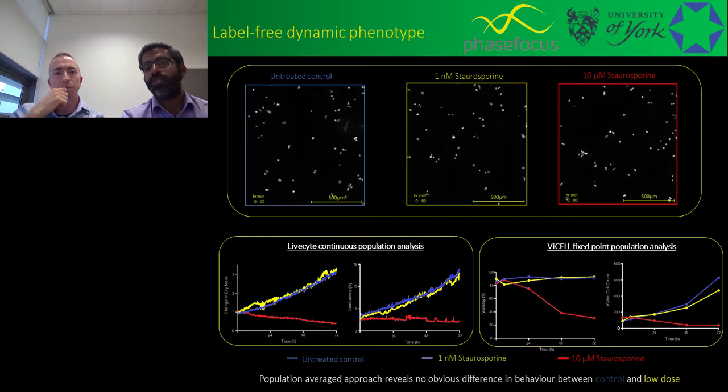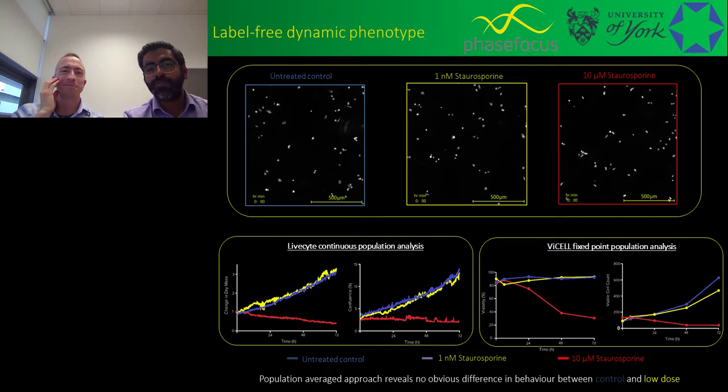So we can do our proliferation type of assay. We can look at the dry mass over time. On the bottom left, we can see that 10 micromolar cyclosporine causes that reduction in dry mass as expected, as the cells are dying. But there's no change between the control and 1 nanomolar cyclosporine when we look at this population level.